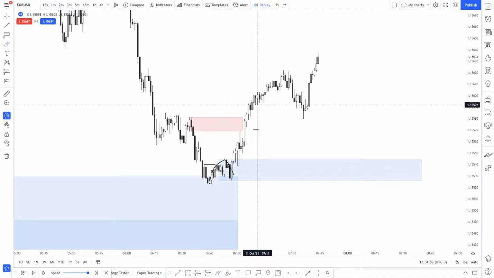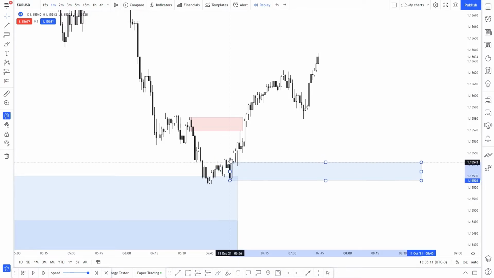Which would have been a profitable trade in this case. Not something that I like to do, right? I prefer to take a little bit more time to analyze things, to see what price is doing. So basically not something that I would have completely gone for, right?